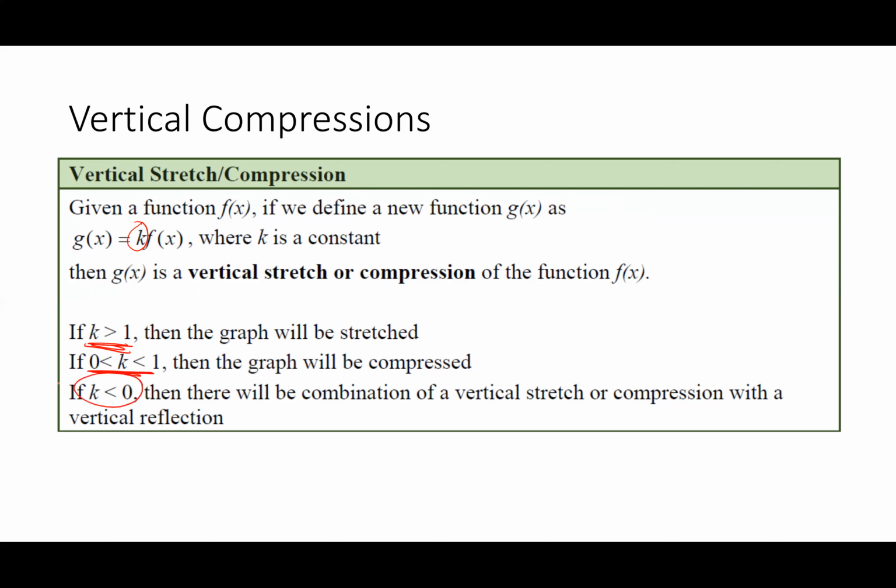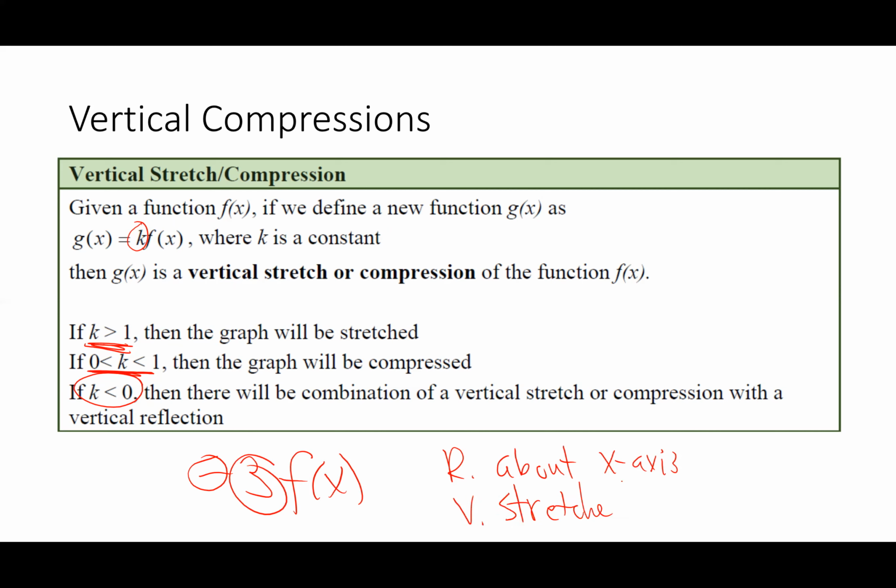Now, if it is negative, then what we need to do is look at the value and the sign. If the sign is negative, we know we reflected it about the x-axis. If we had a k value of like -3, then what the negative would tell me is it's reflected about the x-axis, and the 3 would tell me it's vertically stretched. And the language we would use is by factor of 3. That's the language we would use. Okay.